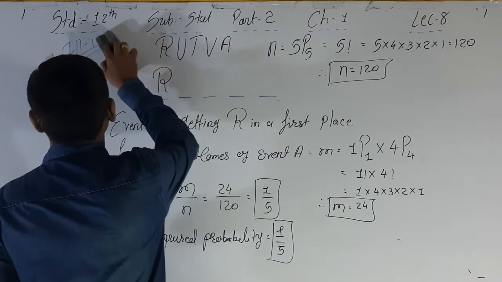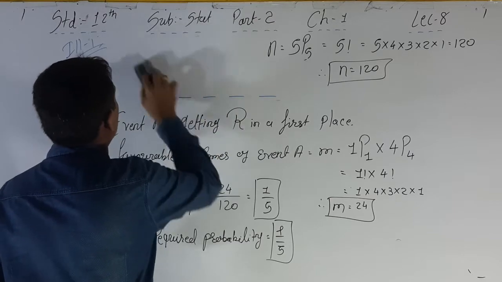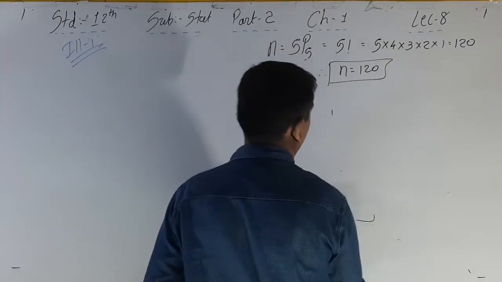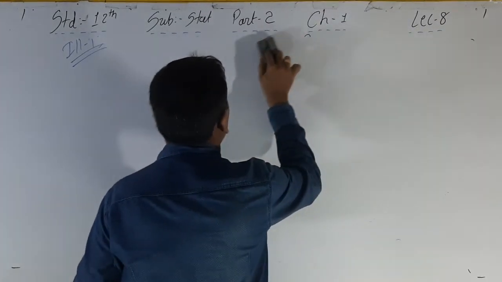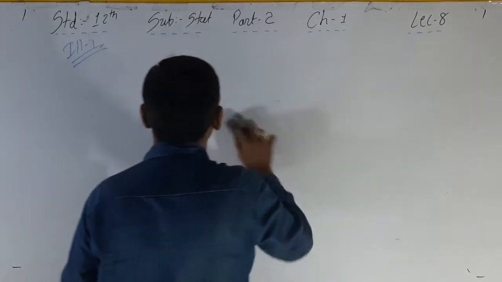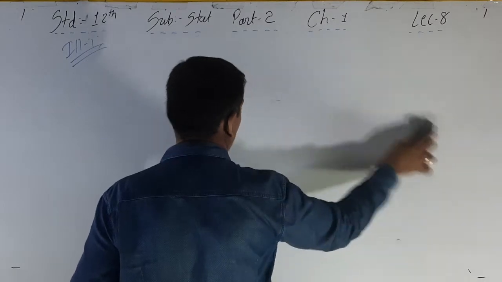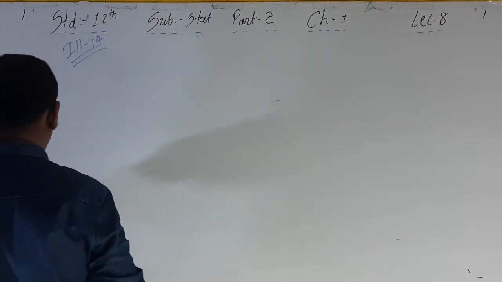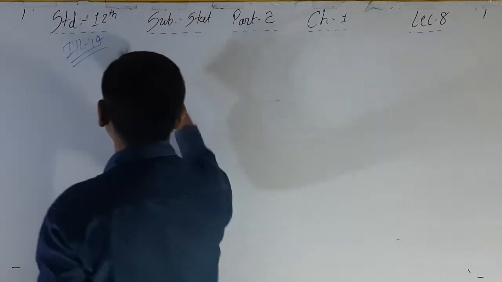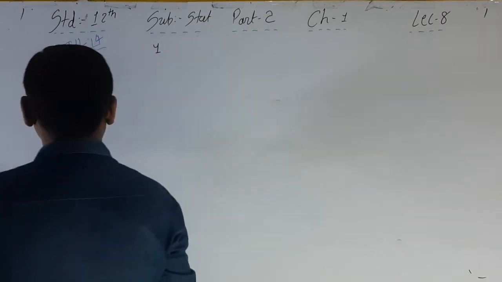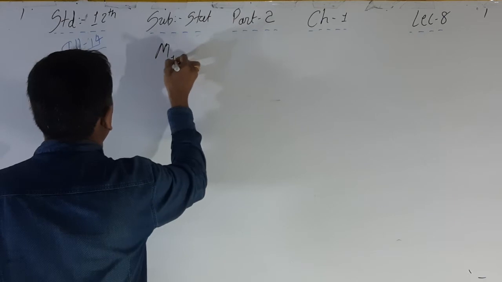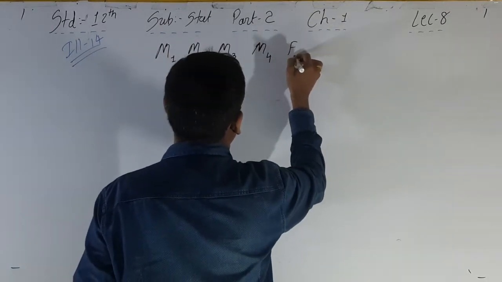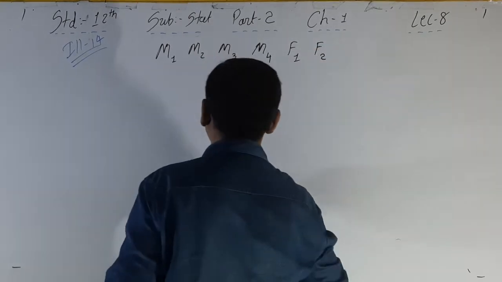Okay, illustration number 14. Here 4 male employees, I am writing M1, M2, M3 and M4. For 2 female employees, I am writing F1 and F2. Total 6 employees are there.